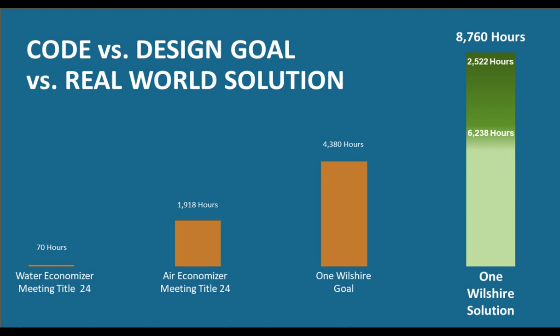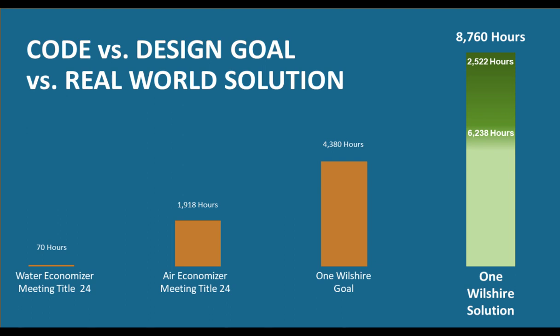But first, let me show you how we did versus the One Wilshire goal. As Eric mentioned, the goal was 50% of the year. But to help you understand what Title 24 is, most states require some kind of economizer in every data room. And California is famous for having an aggressive energy code called Title 24.